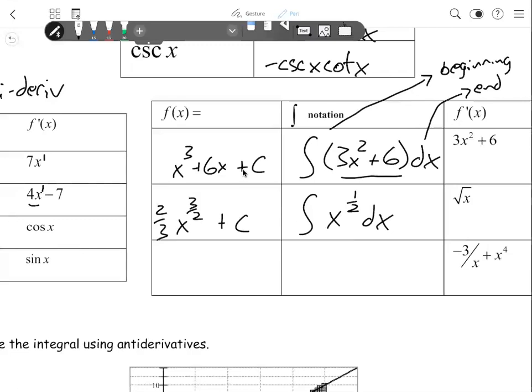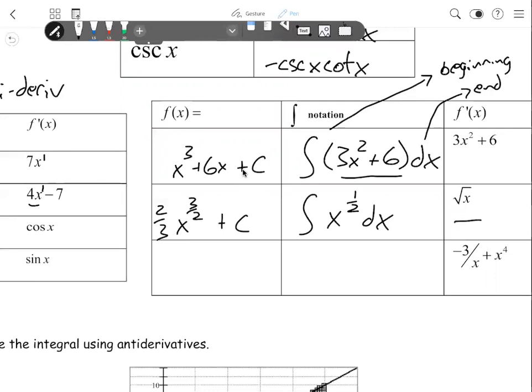And let me check it. If I take 2/3 x to the 3/2 and I take the derivative, I should get this back. So 2/3 times 3/2 gives me 1. Then I subtract 1. 3/2 minus 1 gives me 1/2. And I end up with x to the 1/2 or the square root of x back.